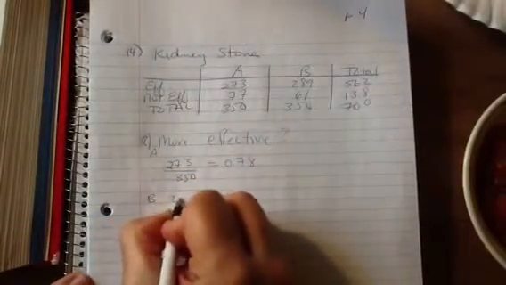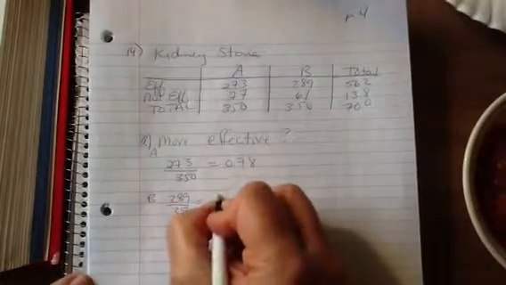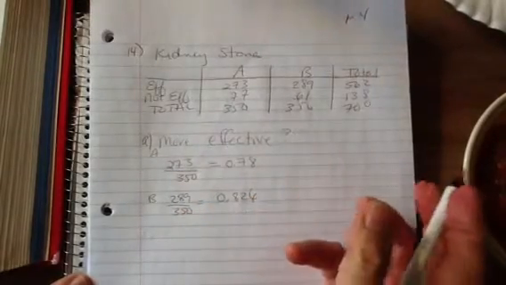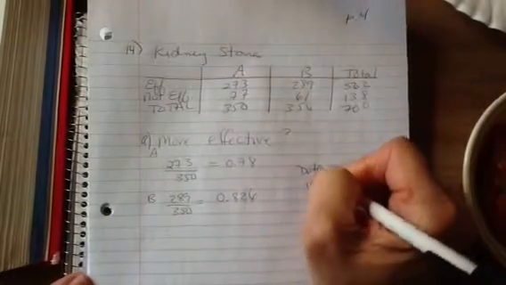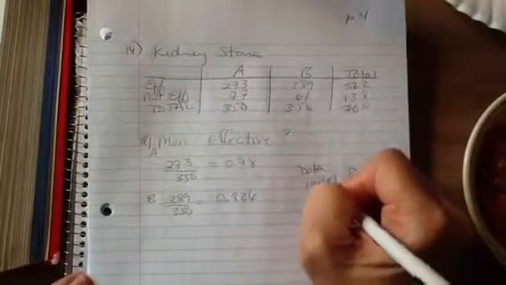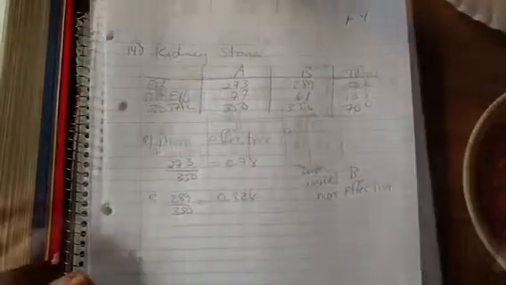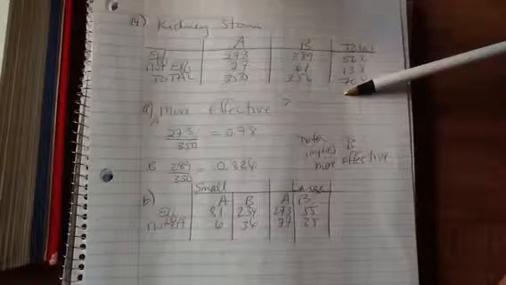Treatment B is 289 over 350, and that one ends up being 0.826. So right now, the data implies that treatment B is more effective. That's what the data implies so far. All right, now the data in the table up here does not take into account the size of the kidney stone.